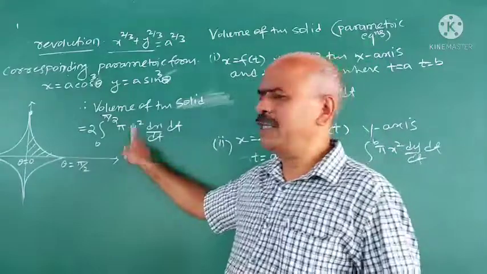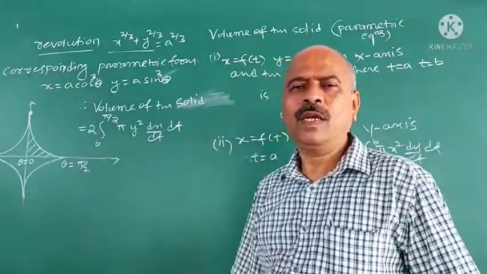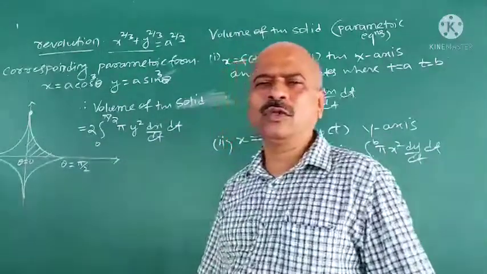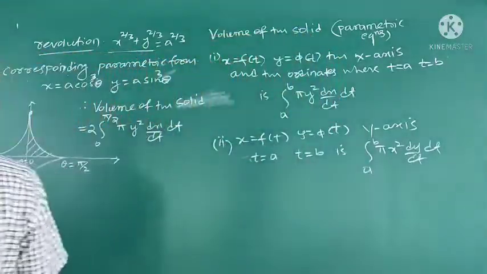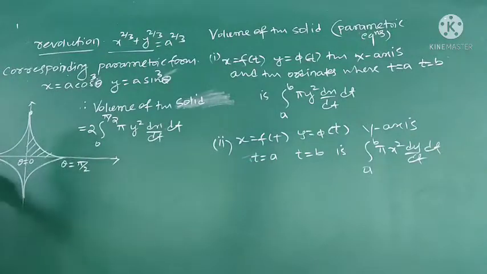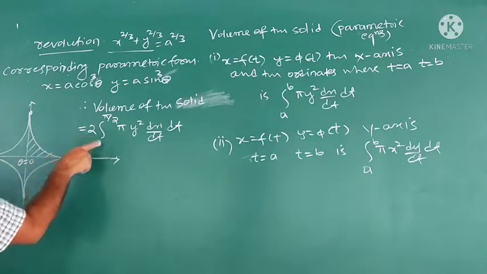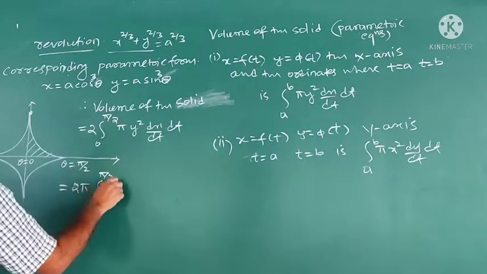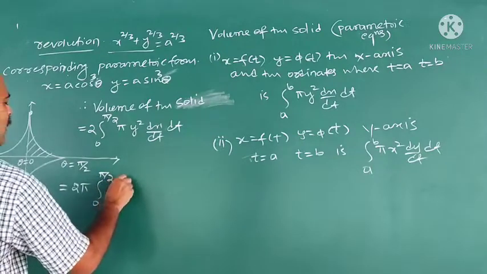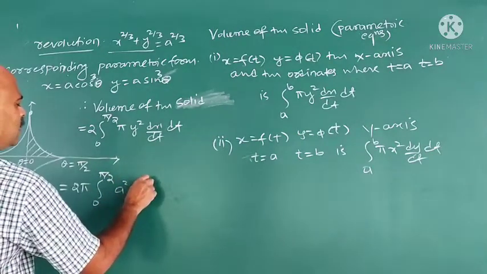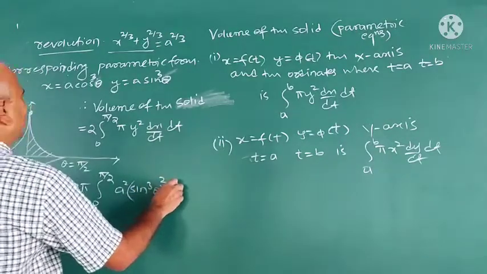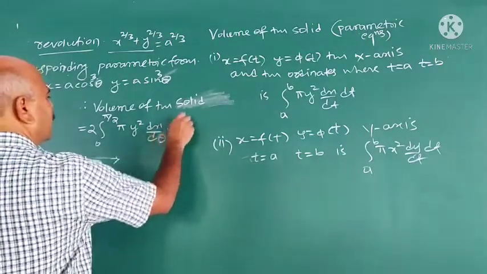This is the formula. If you know this one, it is sufficient. In all applications of definite integrals, the limits are important. You should know the limits first. Otherwise, what happens? Minus pi by 2 to pi by 2. To avoid that minus sign, we take 2 into 0 to pi by 2. It is 2 pi, 0 to pi by 2, y square. What is y square? a square sin cube theta raised to 2, dx by dt. Dx by d theta, because theta is the parameter.